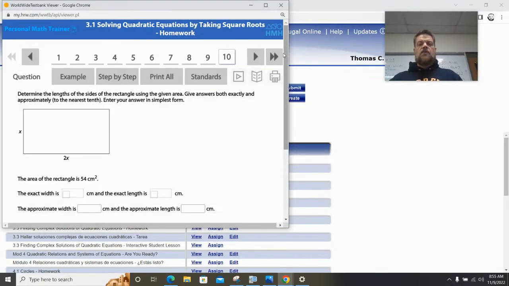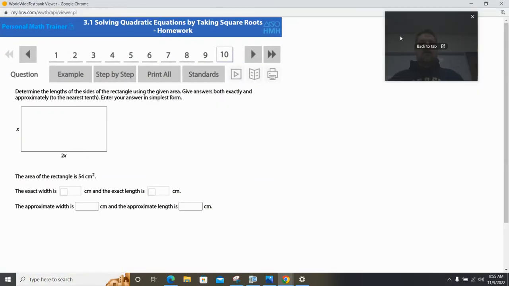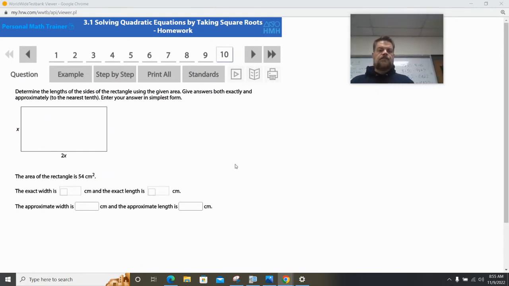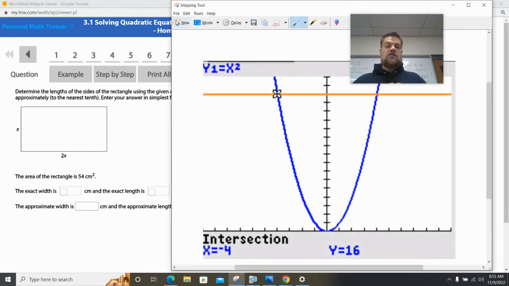All right, so it says determine the lengths of both sides of the rectangle. Give the answers. Oh, okay. So the issue here is setting it up. All right. So let me take a screenshot of this and then we'll plug it into the notes.